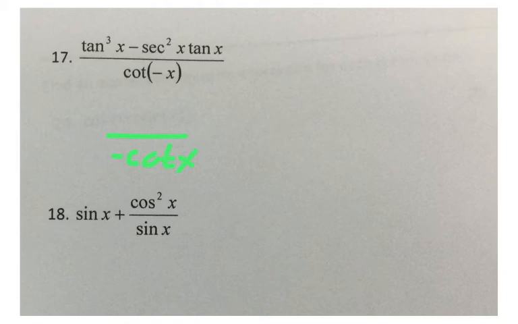Okay, so in the numerator, what do we think?